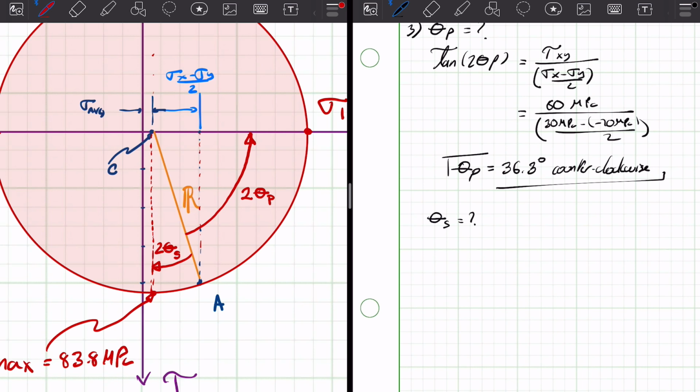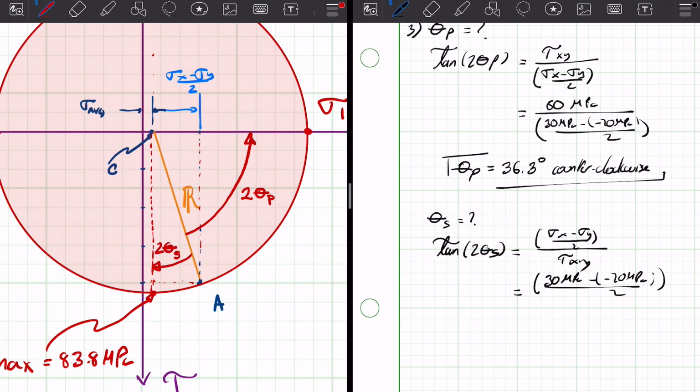We still have a similar triangle to deal with. So in this case, the orientation of the angle that we're looking for changes. So this becomes simply the tangent of 2 theta s, and that would be sigma x minus sigma y divided by 2 divided by tau xy. So we just reverse the directions that we're looking at, and we have 30 megapascals minus 20 megapascals divided by 2 divided by 80 megapascals.